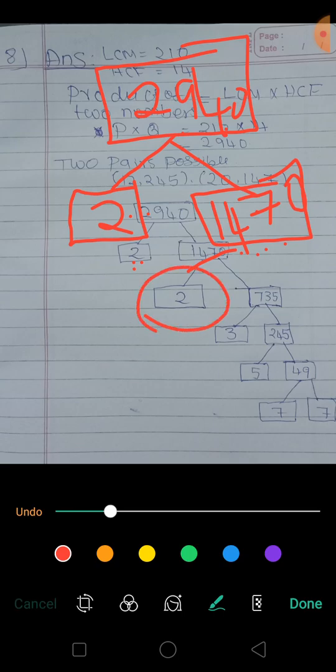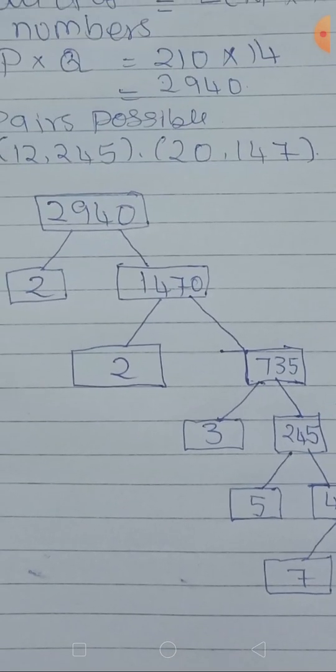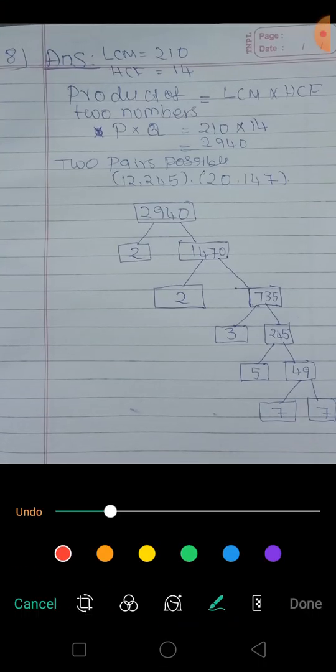2 into 735. If you divide 1470 by 2, you will get 735. So 2 into 735 gives 1470. Now 735: look, the last number is 5, which means an odd number. So it comes only from the fifth table and the third table. In the 2 table 5 will not come, correct? So I can use the 3 table.